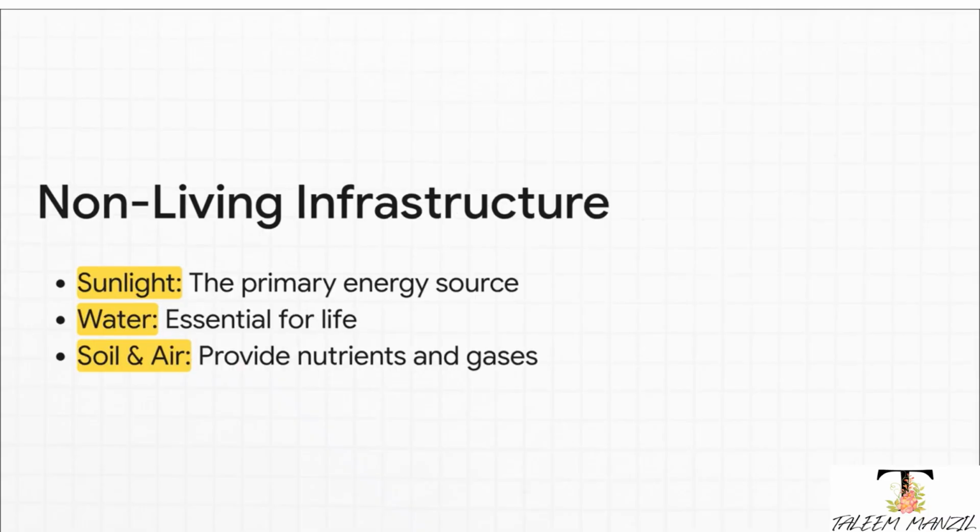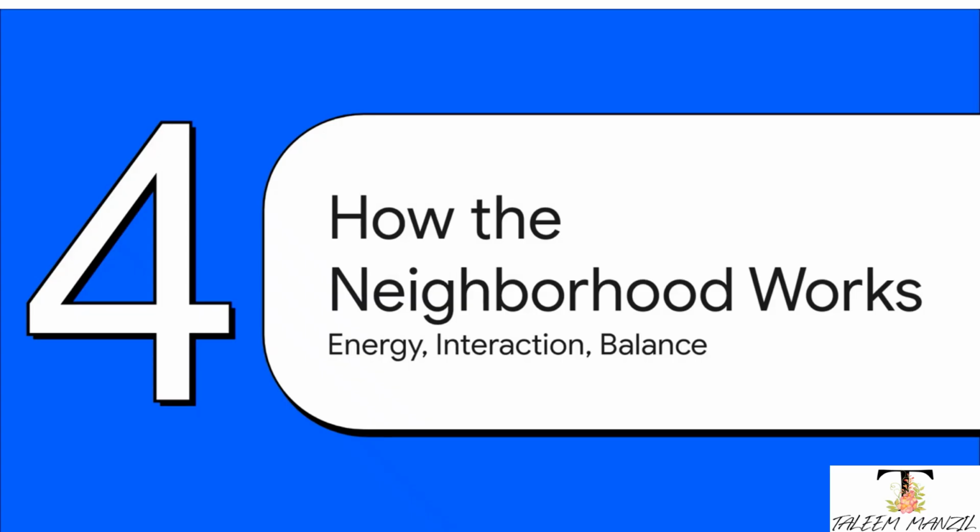And of course, every good neighborhood needs infrastructure, right? That's the job of the abiotic factors. Sunlight is the power plant, providing all the energy. Water is the essential utility service. And the soil and air, they act like the supply lines, delivering nutrients and vital gases to everyone who needs them. Okay, so we've met the residents, we've seen the infrastructure. Now, how does this neighborhood actually work? Well, it all comes down to three things: energy, interaction, and balance.